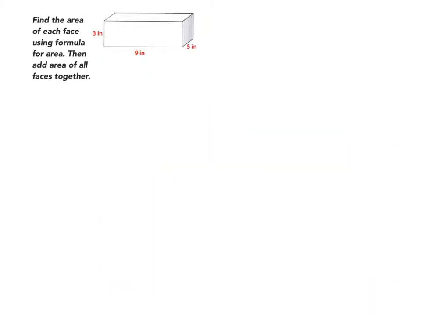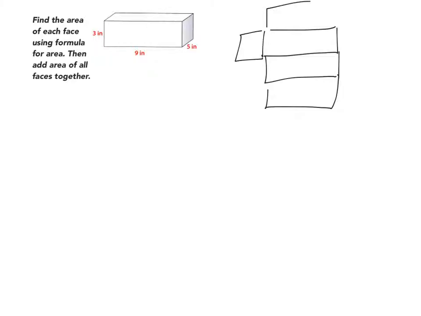Okay, so the first shape that we have is a rectangular prism. So I'm going to sketch what the net's going to be off to the side. I know that there's going to be longer shapes and shorter shapes. So now I'm going to start finding the area of my two end pieces. I'm going to start with these two smaller squares.